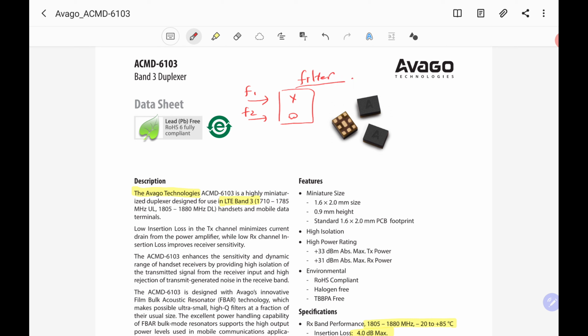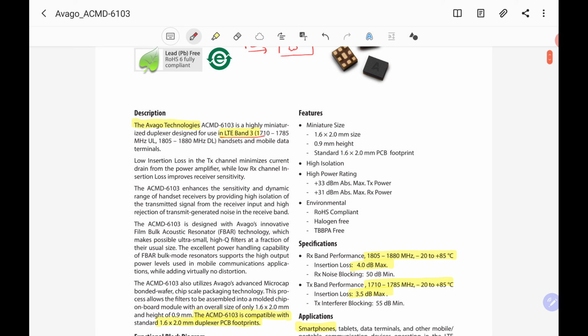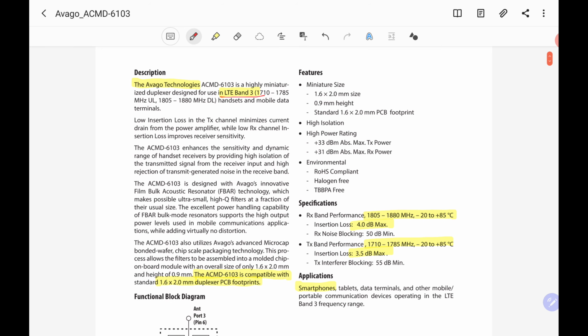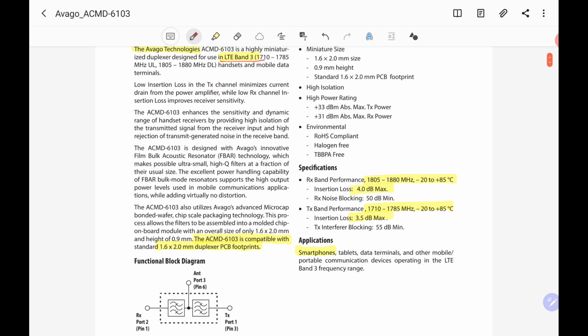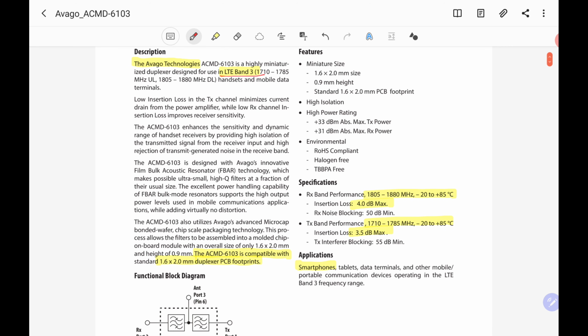The company is Avago, and this is used in the LTE band. So when some not desired frequency signal comes to your cell phone, this filter removes some undesired frequency signal. So this is used in smartphone. And if you see the spec says RX, this is a reception or receiver, and this is transmission. So they said insertion loss is 4 dB max. Insertion loss is 3.5 dB max, right?